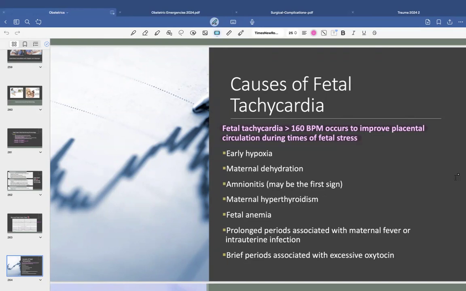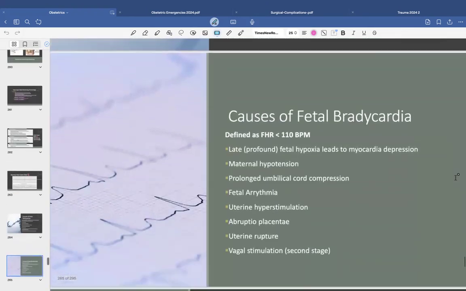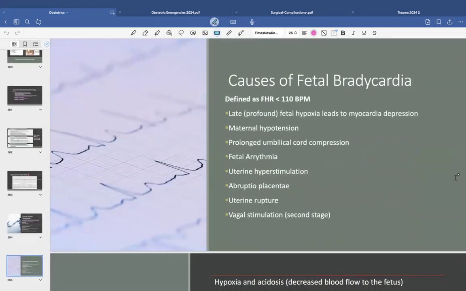Some of the causes of bradycardia, which is less than 110 beats per minute, are maternal hypotension, prolonged umbilical cord compression, so baby's heart rate is dropping. That's what caused Serena to have that emergency C-section, when she had the pulmonary embolisms we were talking about. Also fetal arrhythmia, abruptio placentae or placental abruption, uterine rupture. Fetal bradycardia is thought to be more concerning than fetal tachycardia. Seems to be worse outcome.